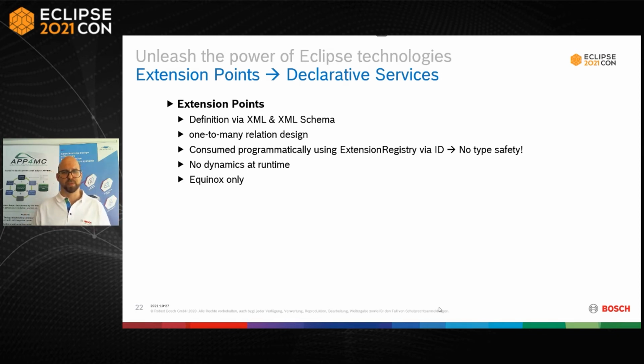They are consumed programmatically using the extension registry via an ID. So there is no type safety. If someone is contributing there with a wrong type in some way, it fails at runtime. And we don't have dynamics at runtime, so you cannot publish or remove extension points dynamically. Well, probably you can if you're working directly on the extension registry, but that's not the intention. Also a downside is that extension points are Equinox only. They are designed for Equinox, not for other OSGi runtimes.